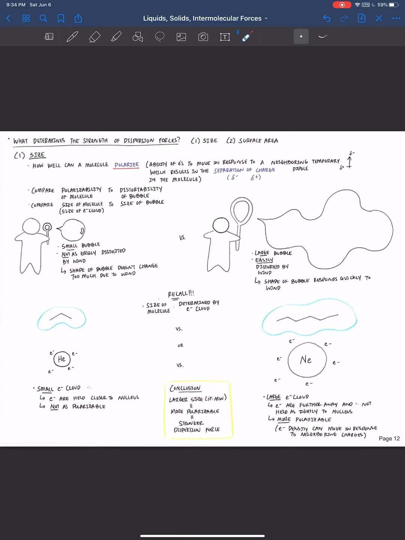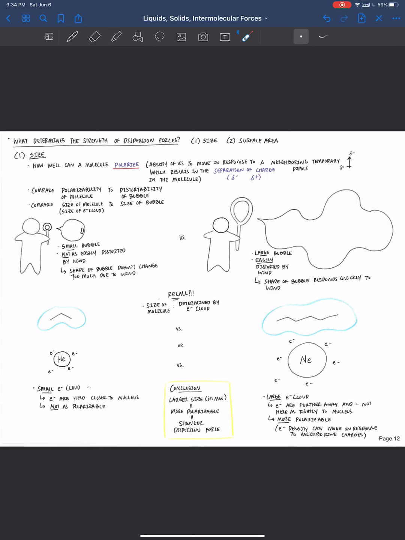So what determines the strength of dispersion forces? Well, it's based on size and also surface area. So let's look at size. How well can a molecule polarize? And remember, what does polarize mean again? It means for electrons to move. Good. So it's the ability of electrons to move in response to a neighboring temporary dipole, which results in the separation of charge, that dipole moment, in the molecule.